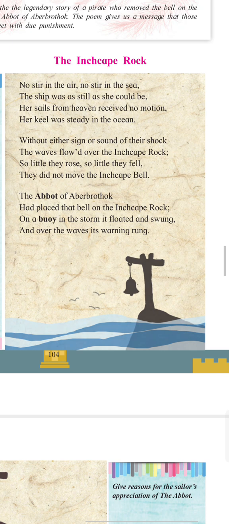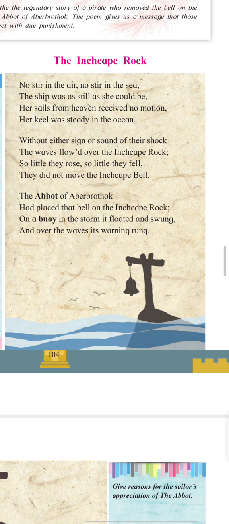"The ship was as still as she could be." So here the poet is talking about the ship. If there is no air, there is no movement, so the ship will also not move. "Her sails from heaven receive no motion," the poet treats the ship as female, that's why "her." It means the ship is not moving, no motion. "Her keel was steady in the ocean." The keel is one of the lower parts of the ship. So the first stanza talks about a ship, and there is no wind, no air, nothing, and because of that the ship is not moving in the sea. Clear?